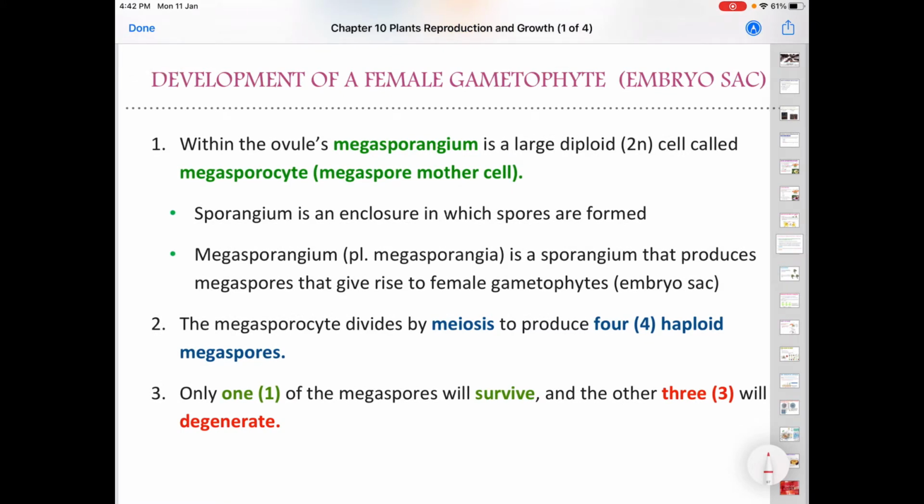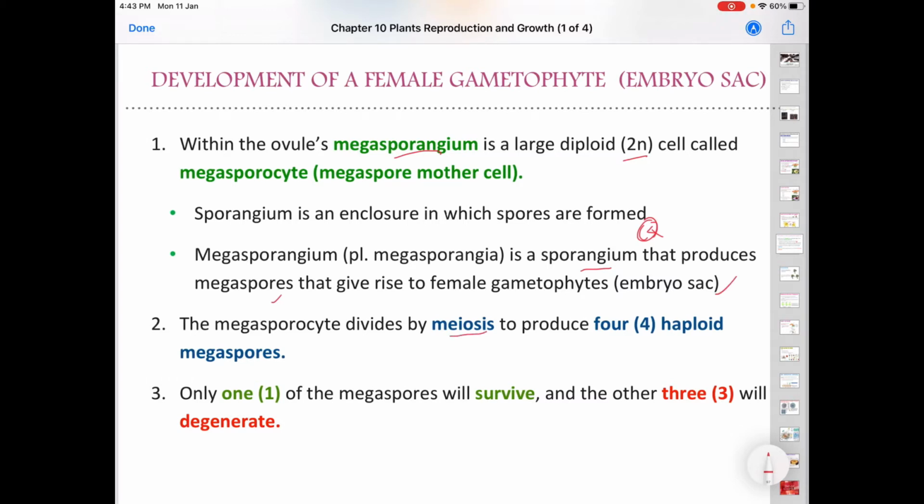Within the ovules, the megasporangium is a large diploid. Remember, the megasporangium, same as the microsporangium in the male gametophyte, is a diploid cell. Later they will undergo meiosis and then they form haploid cells. The megasporangium, or megasporangia for plural, is a sporangium. A sporangium is like a sac, one sac that contains spores inside. So they produce megaspores that give rise to the female gametophyte, or the embryo sac.